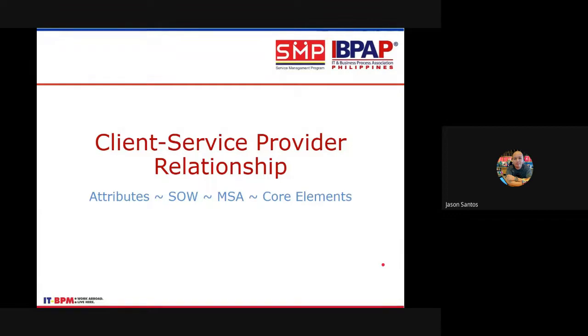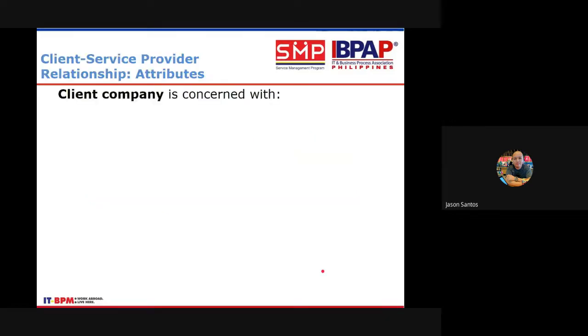So today, let's talk about the client service provider relationship. So what are its attributes, the SOW, MSA, or core elements. So when we say client company, kasi minsan, oftentimes napagpapalit-palit yung terms, the client company at saka yung service provider, no? But we have to be very sure ano ba yung difference between the two. And I know you already have an idea of this because we have covered portions of this topic in the past discussions. But just to be clear, when you talk of client company, they have different objectives as compared to the service provider. Okay?